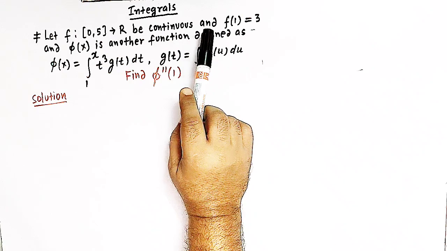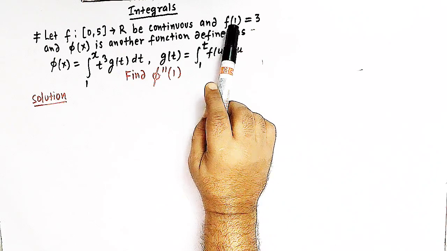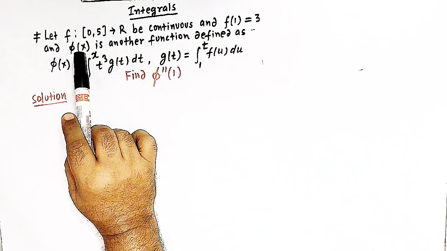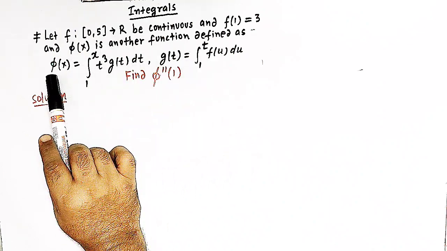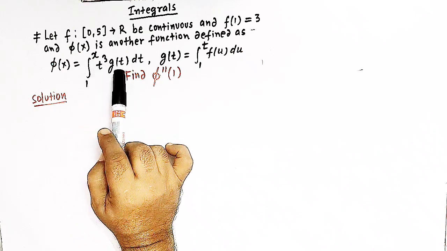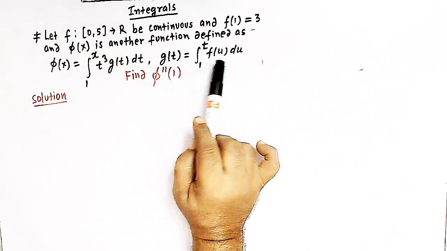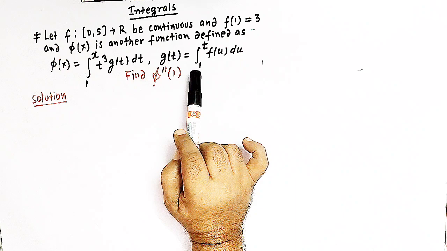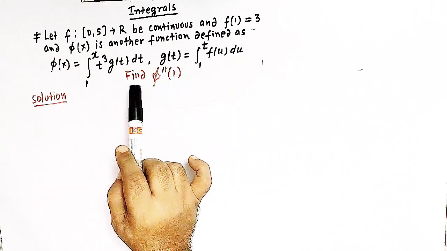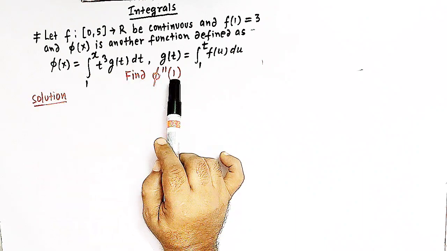And moreover we are given that f of 1 is equal to 3, and we are given another function phi of x, which is defined as phi of x is equal to integral 1 to x t cube g of t dt, where g of t is defined by this expression, that is g of t is equal to integral 1 to t f of u du. Then we have to find out the value of phi double prime of 1.